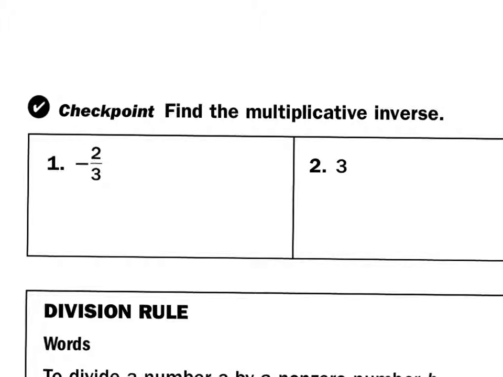In our first checkpoint, we are finding the multiplicative inverse. The multiplicative inverse of negative 2 over 3 is negative 3 over 2. We just switched the top and bottom of that fraction. When the number is not a fraction, such as 3, 3 over 1 is the fraction for 3, so its multiplicative inverse is 1 over 3.